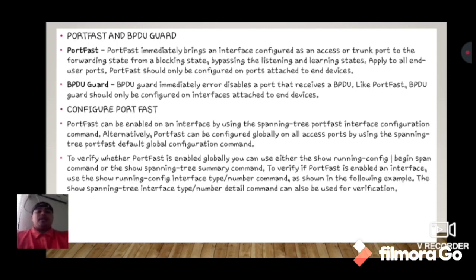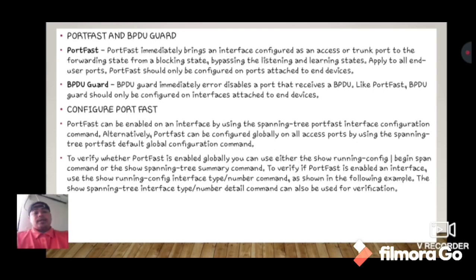BPDU guard immediately error-disables a port that receives a BPDU. Like PortFast, BPDU guard should only be configured on interfaces attached to end devices. Configure PortFast. PortFast can be enabled on an interface by using the spanning-tree portfast interface configuration command. Alternatively, PortFast can be configured globally on all access ports by using the spanning-tree portfast default global configuration command.